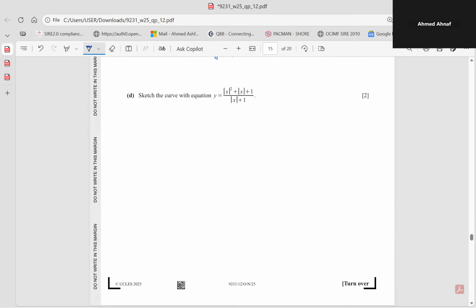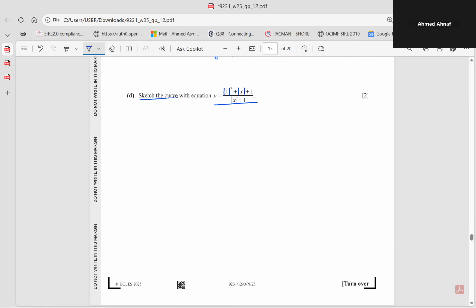Okay, so for this part, we need to sketch the curve with this equation. The only difference between the equation of the curve C and this one is that all the x's are absolutes, okay? So all the x's can only be positive now.